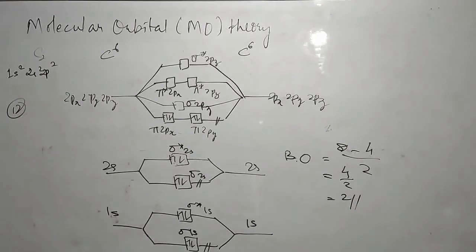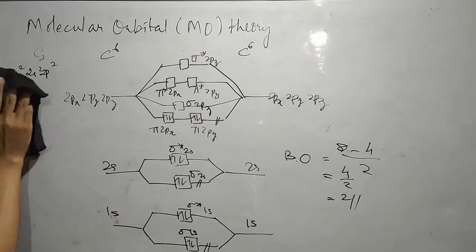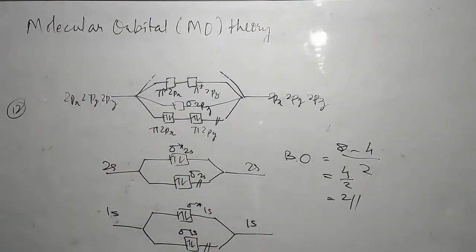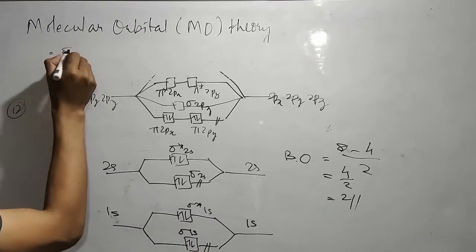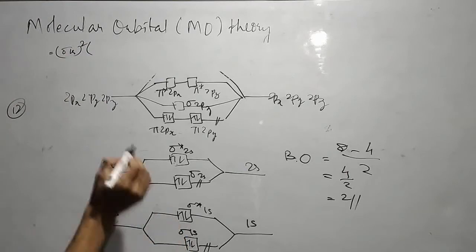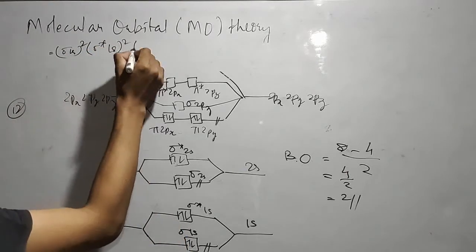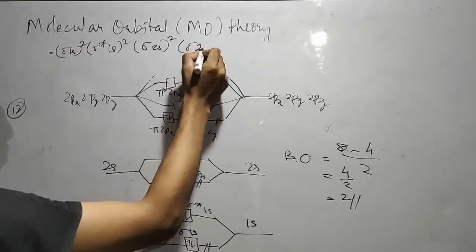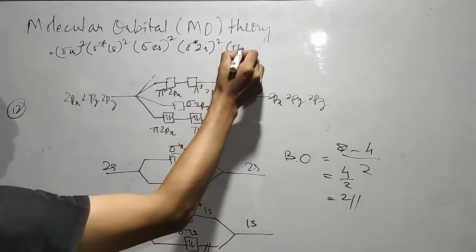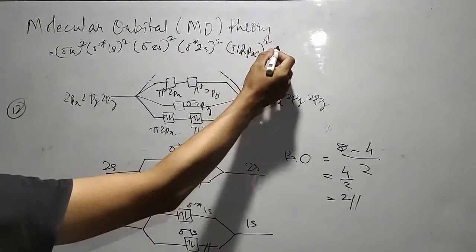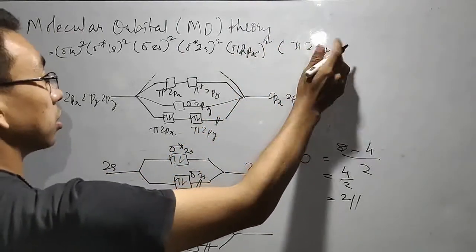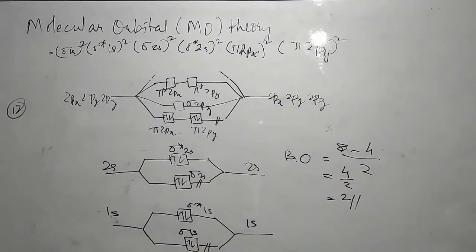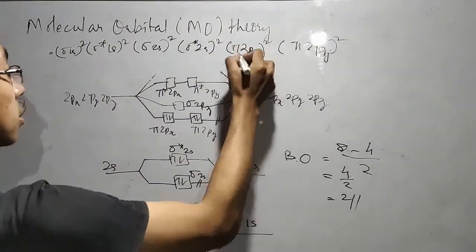Then if we have to represent this in terms of molecular configuration, we can show it like this. Sigma 1s with 2 electrons, then sigma star 1s with 2, then sigma 2s with 2 electrons, and sigma star 2s with 2 electrons, then pi 2px with 2 electrons, pi 2py with 2 electrons. We can write the molecular configuration like this.